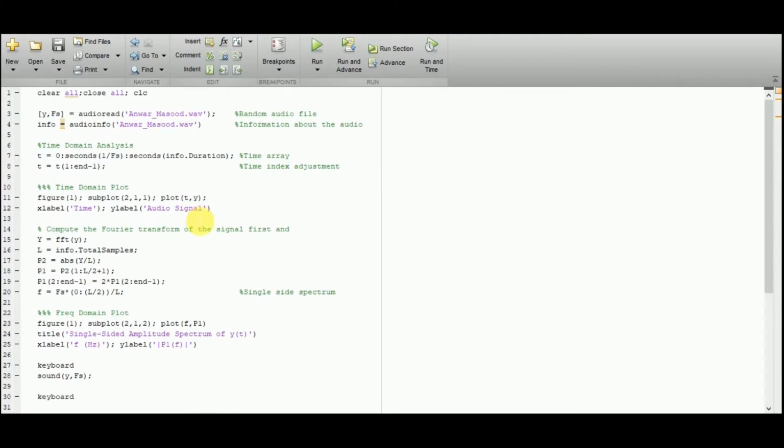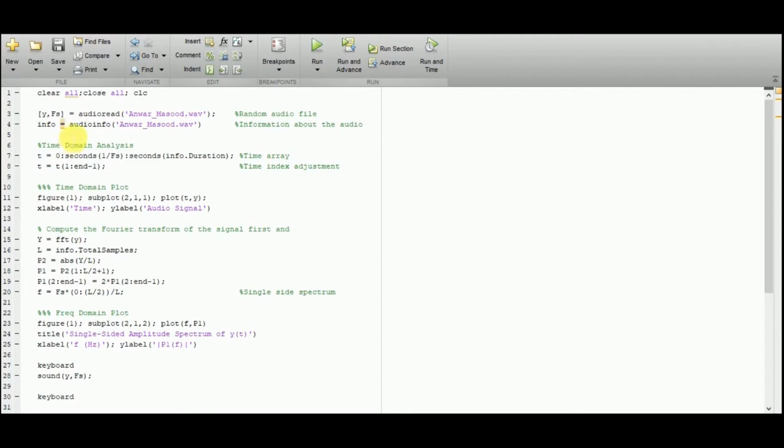So this is a Matlab based simulation intended for the sampling and aliasing of an audio signal. Initially I use audioread and select a random audio file, herein anwarmasood.wav. So I would extract a vector y and a sampling frequency fs.